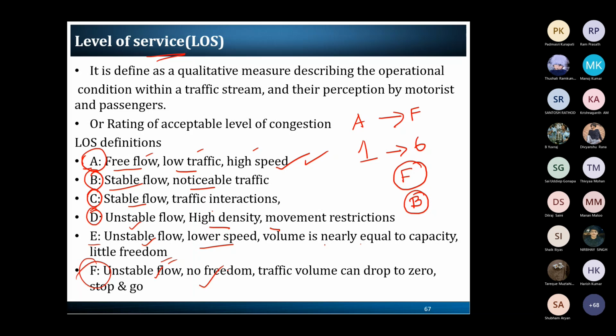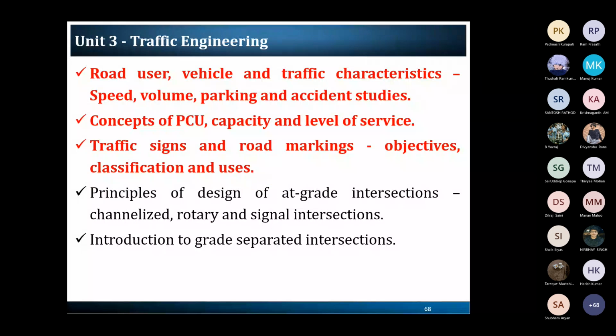So which category does it fall in? If it is falling in B, this will be the inference. If the road is falling under the F level of service, this can be considered as an inference. So this is one of the measure of effectiveness parameters, to evaluate the given road facilities with respect to the traffic movement. So these are the three major concepts: the passenger car unit, capacity and the level of service.